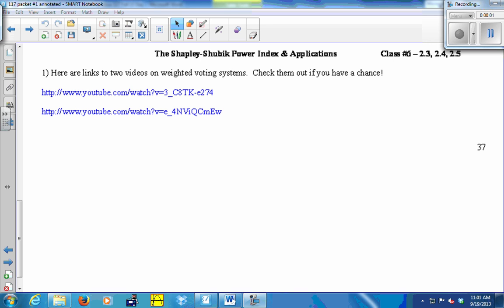The Shapley-Shubik Power Index is what we're studying today, and this is just another way of measuring power in a weighted voting system, which is what we started doing last class.